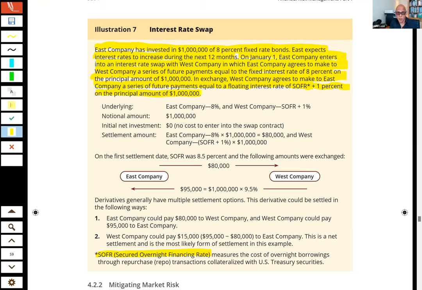That maybe interest rates are going to go the other way, or maybe they don't think it's going to go as fast. They like that fixed, whatever. There are different strokes for different folks. Different companies have different conclusions that they're making.